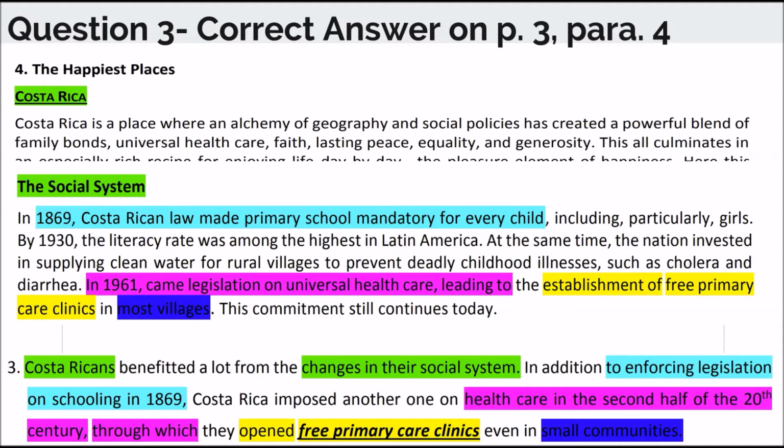And please be aware of the synonyms and antonyms. Sometimes you need to be aware of the synonyms in the text as well. Instead of open, for example, in the actual text, you see the word establishment. So open and establishment are closely related in terms of meaning, right? So what did they open or what did they establish is the answer here. So they established free primary care clinics. So this is our answer here. They opened free primary care clinics.